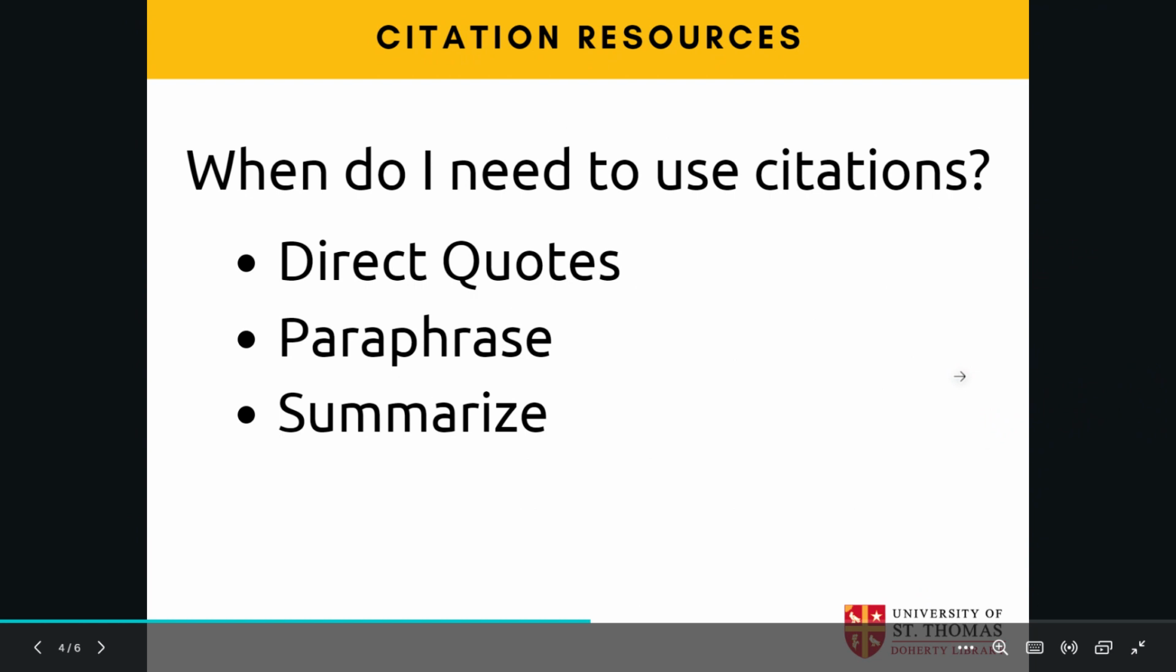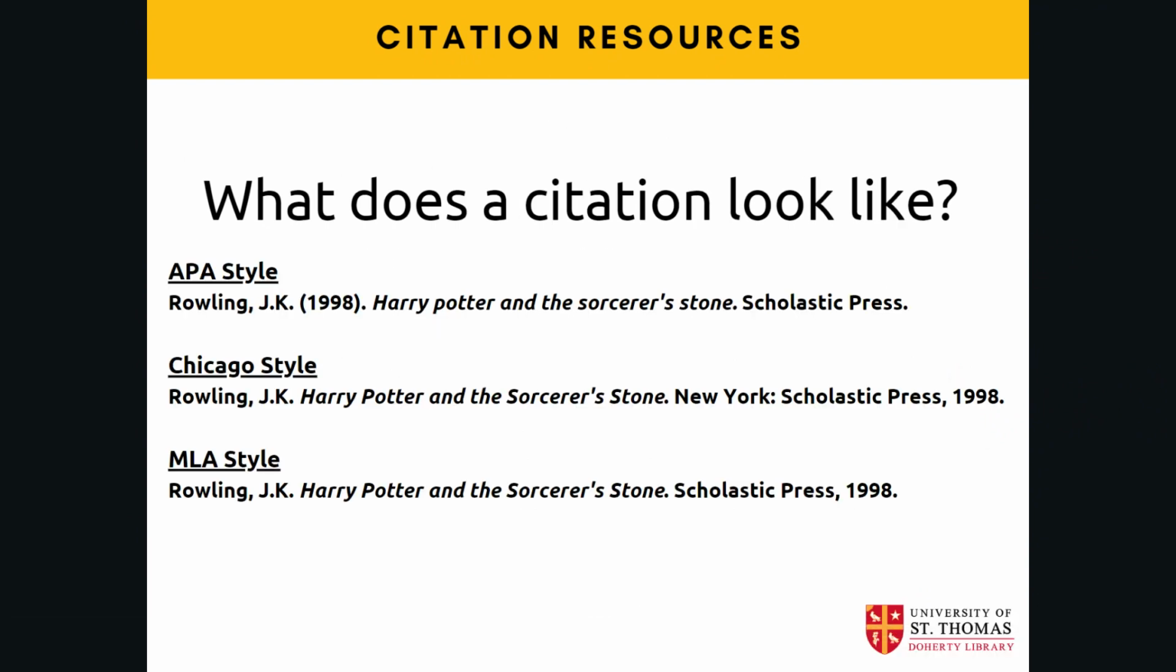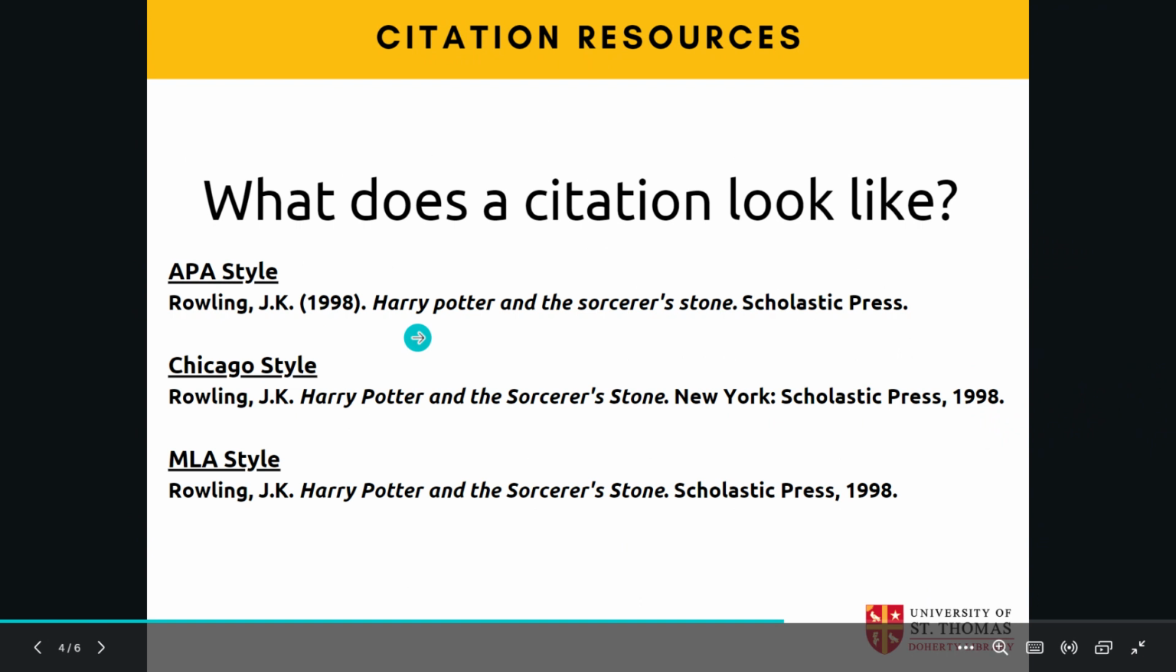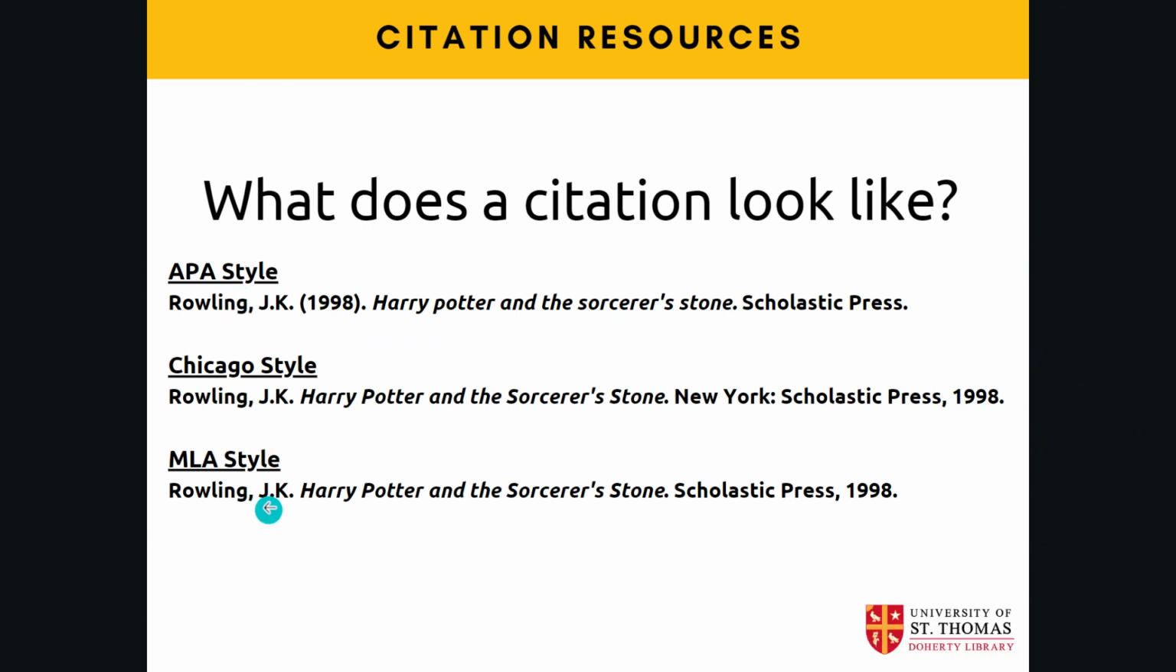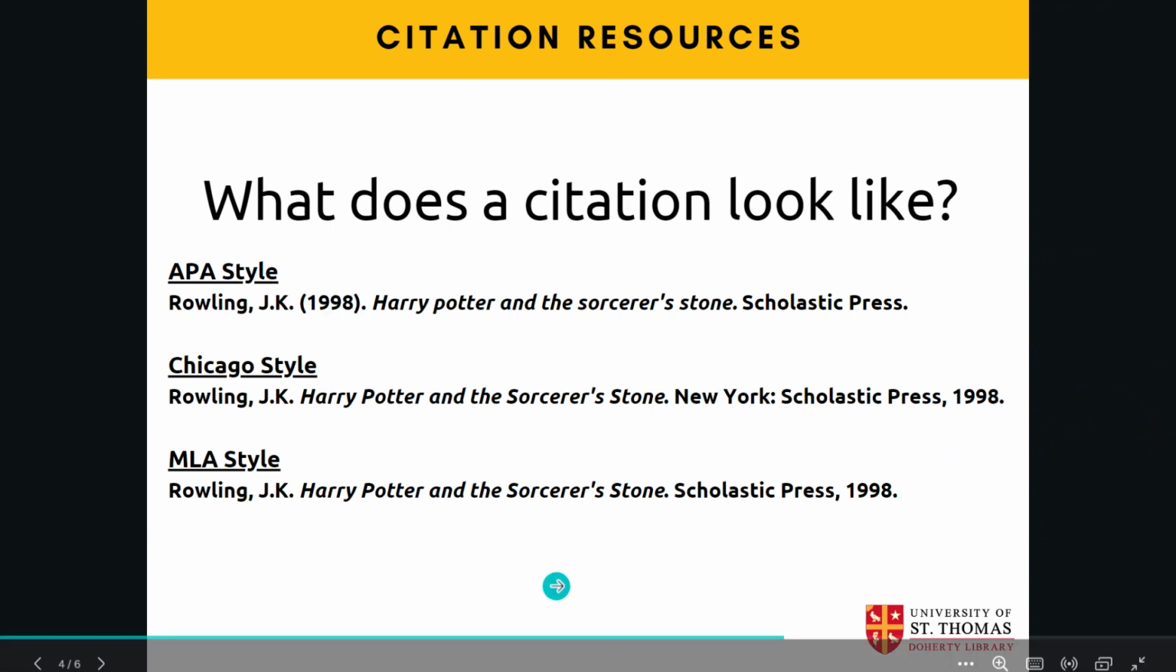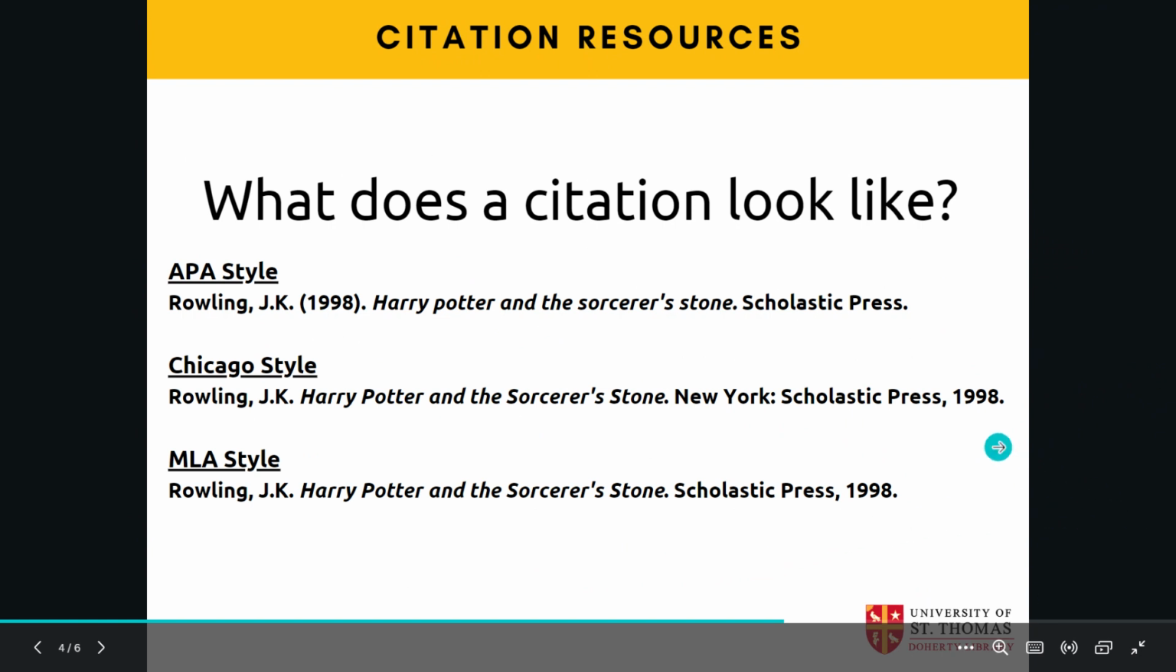So now that we know what a citation is and when we need to use them, what do they look like? Although there are several different citation styles, your professor will let you know which style to use for your research. They all contain the same basic information. If we look, we have 3 different styles here on our screen: APA, Chicago, and MLA. One thing you'll notice they all have in common is the author's name, the date it was published, just in different places, the title of the work, the publisher, and the format.